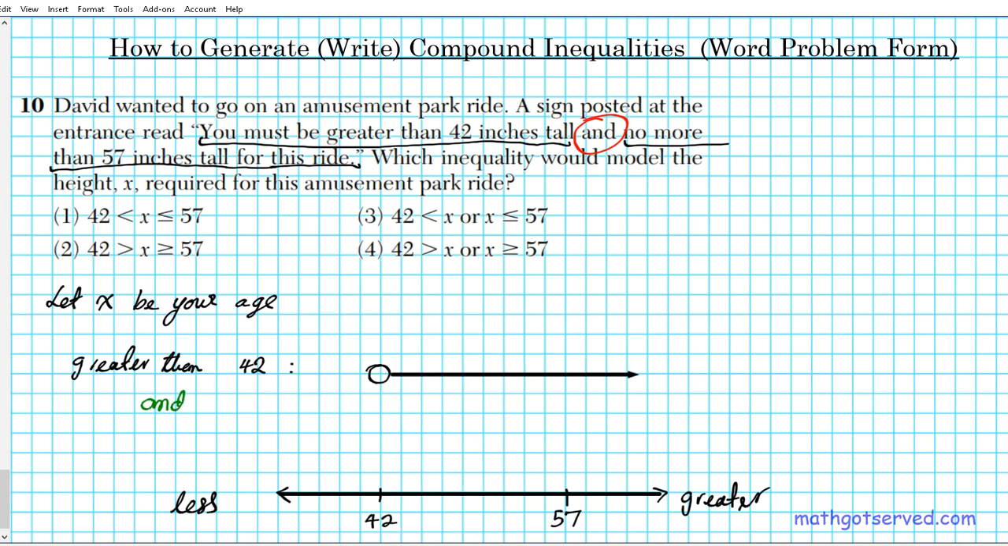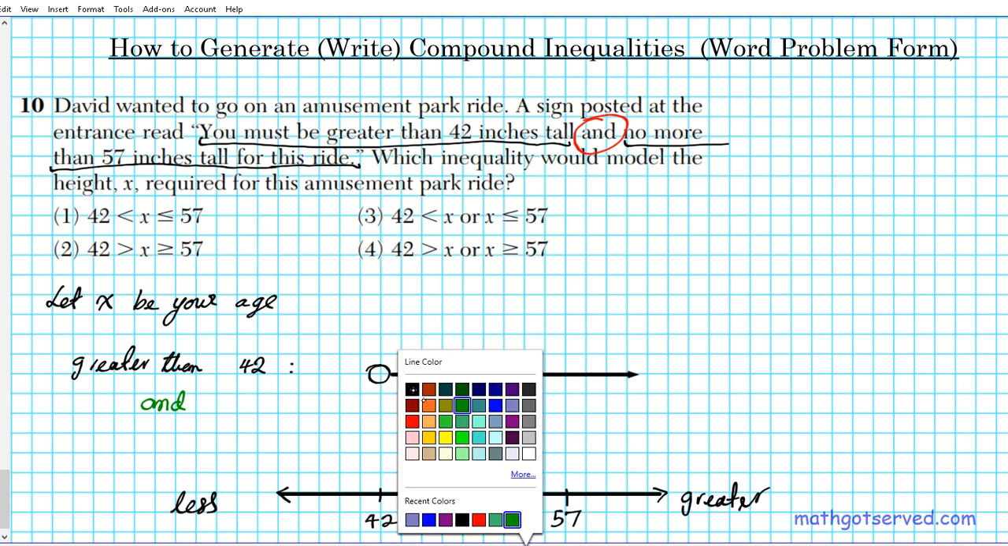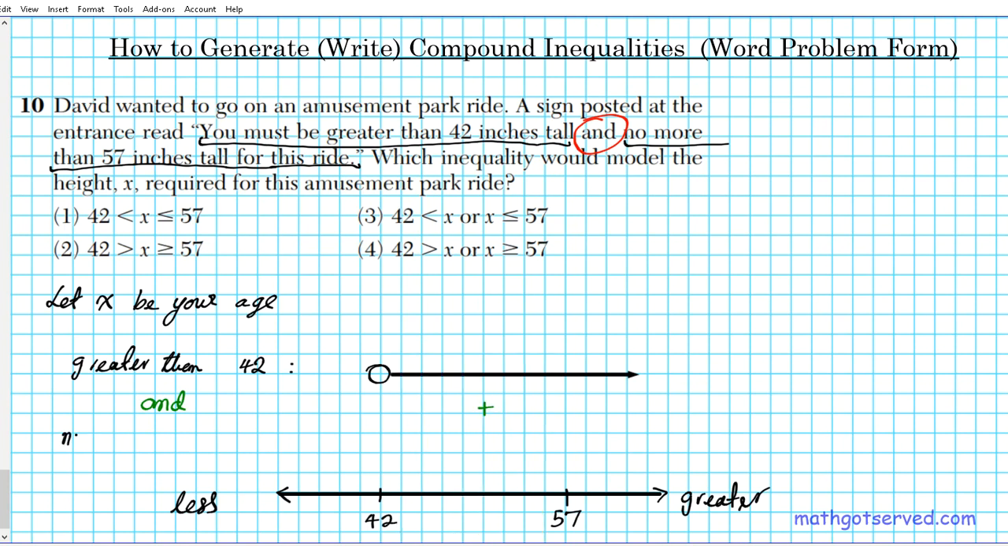Okay, so we're going to combine this with another inequality: no more than 57 inches, no more than 57. If it's no more, that means it has to be 57 or less. That's what no more means, okay? So it could be 57 or less. So this is 57 right here, closed circle. So anything that's 57 or smaller, so less is what direction? Less means you're going to the left.